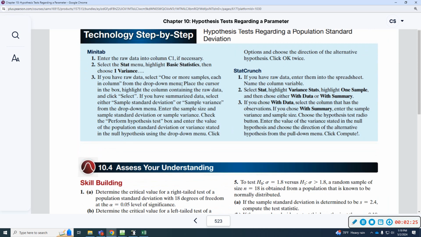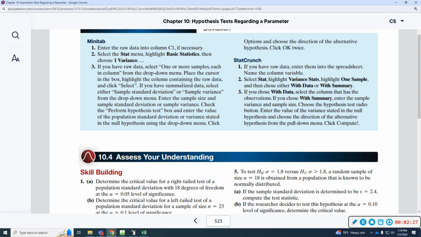And from here, we're just going to jump into StatCrunch. So when you do StatCrunch, it's letting you know that we're going to do the variance stat test, one sample, with data or summary.